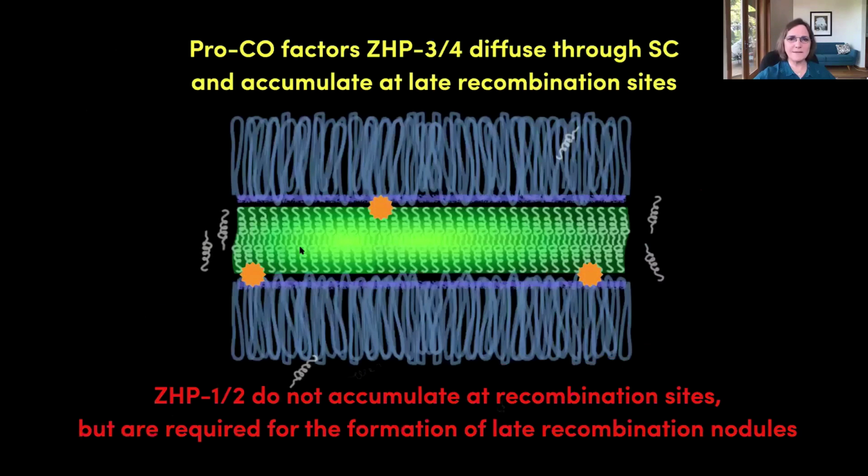So we speculated that perhaps ZHP3 and 4 somehow form a pattern by accumulating at a subset of recombination intermediates to designate these widely spaced crossovers. ZHP1 and 2 do not accumulate at these late intermediates. They stay distributed throughout the SC, but they're required for this accumulation, and we don't yet know why.